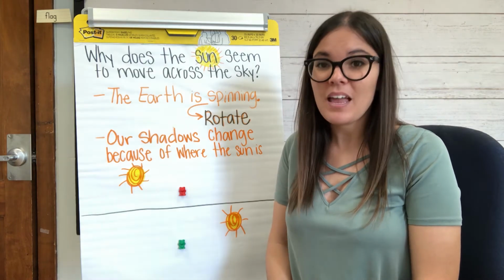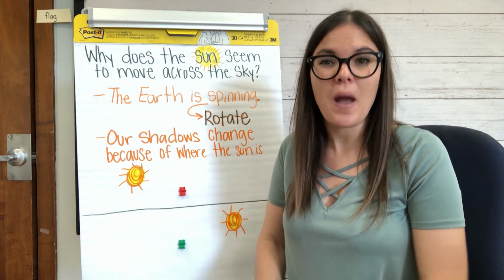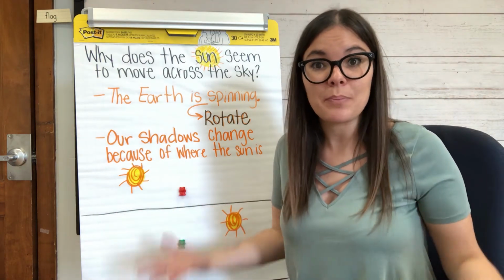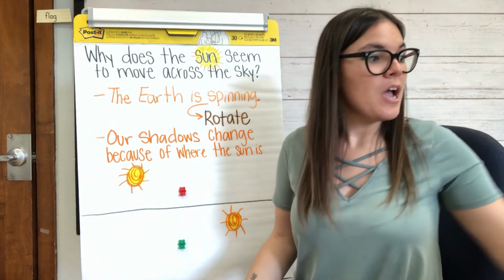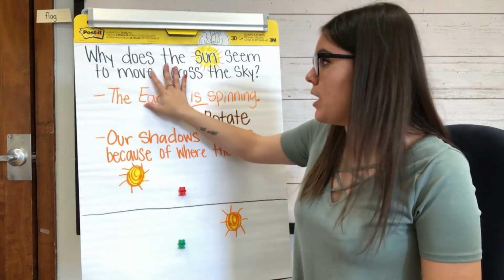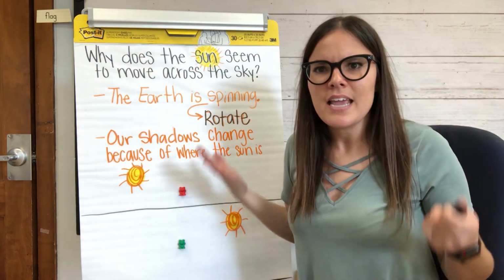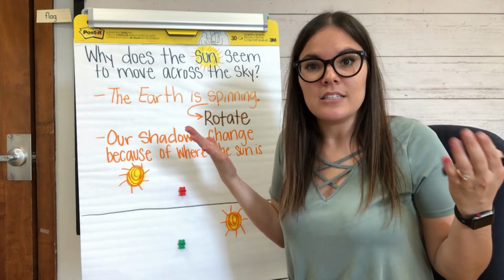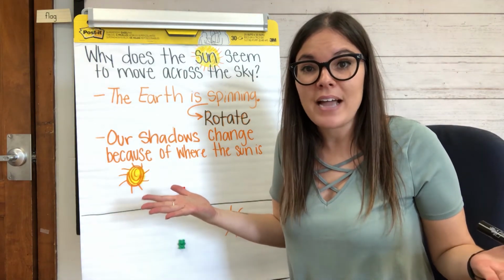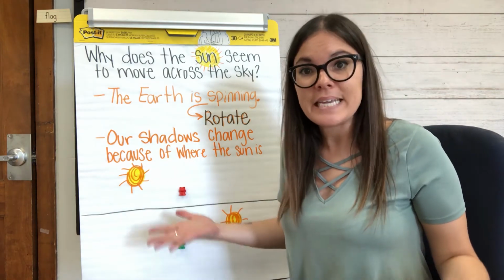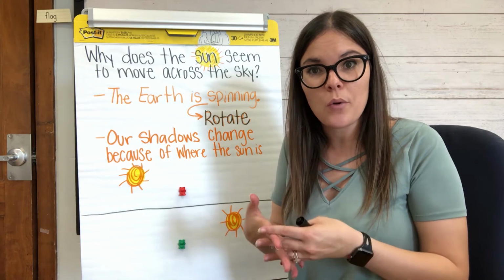So I would like to review everything we learned today so that we can explain it to other people. We have so far our main question today, which was, why does the sun seem to move across the sky? And discovering and learning how to find that answer, we've also discovered so many other pieces of information that go along with it.